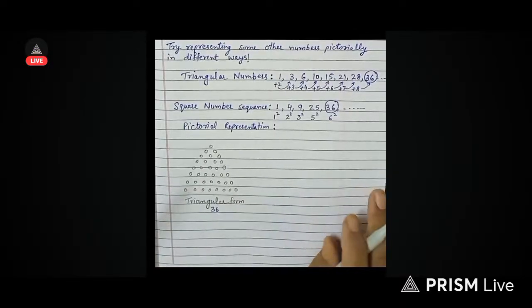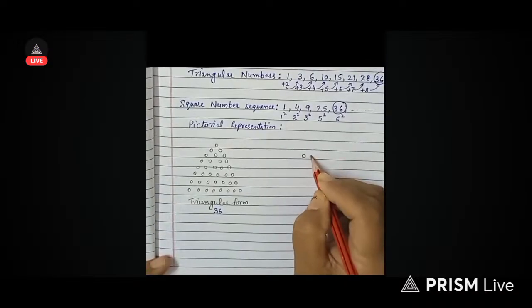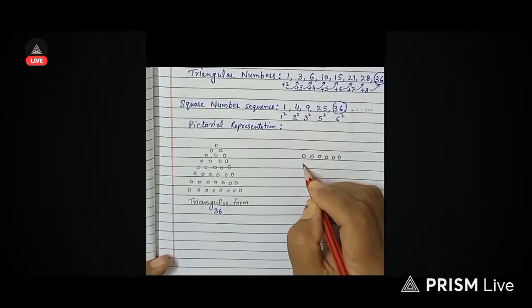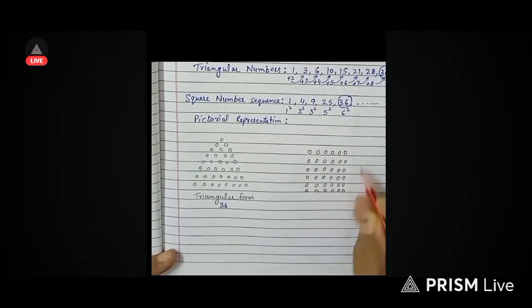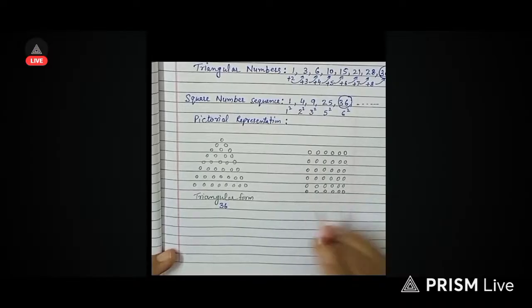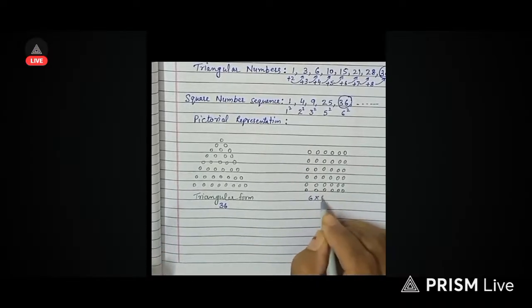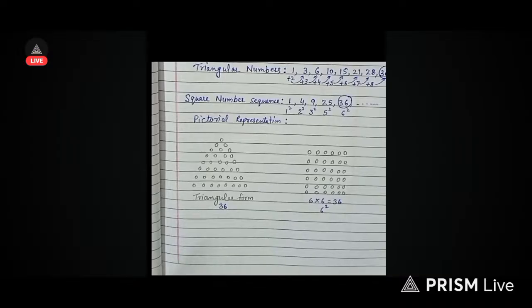Now we will arrange 36 dots like a square. 1, 2, 3, 4, 5, 6. 1, 2, 3, 4, 5, 6. 1, 2, 3, 4, 5, 6. It is a square of 6 by 6, that is 36, 6 square. Now he is asking to represent some other numbers pictorially in different ways.